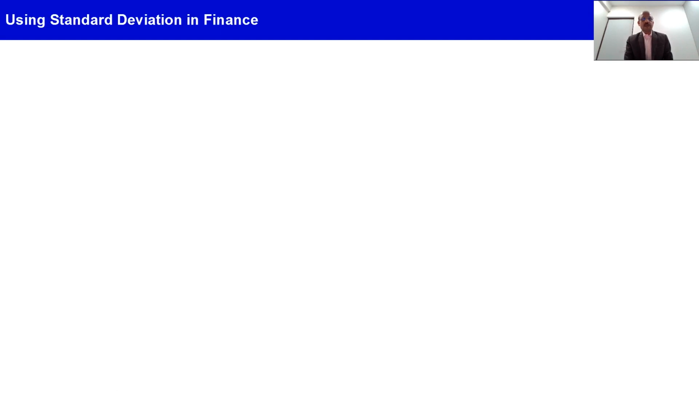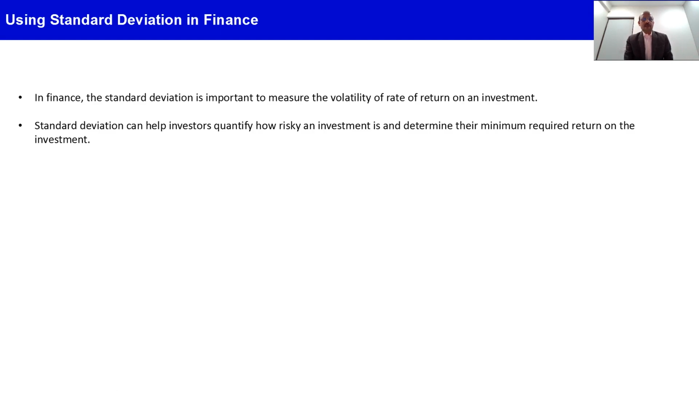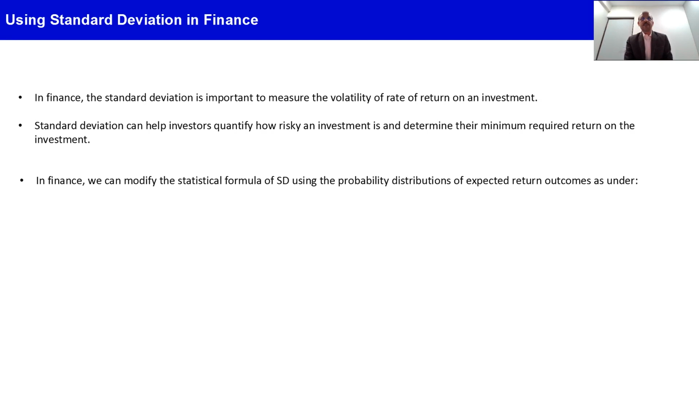How do we use standard deviation in finance? In finance, the standard deviation is mostly used to measure the volatility of the rate of return on an investment. It can help investors to quantify how risky the investment is and what the variability of the rate of return on that investment is, and they can compare it with their minimum required return on the investment. So it helps them basically in the decision making process.